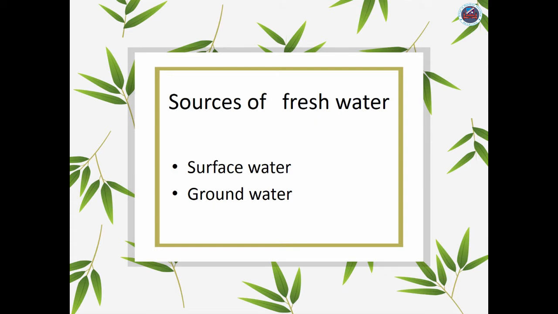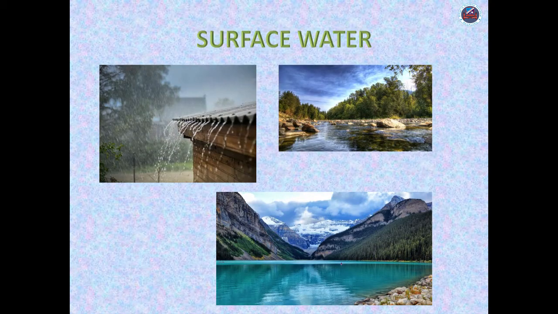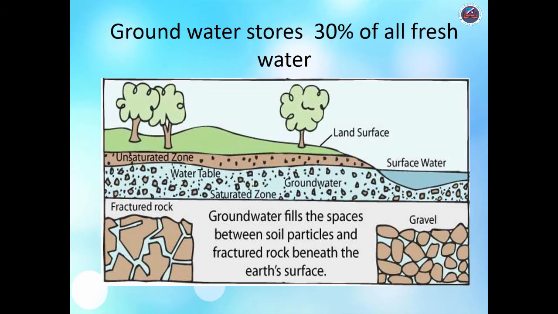Based on their sources, fresh water that we get from water bodies can be divided into two types, that is, surface water and groundwater. Rivers, ponds, lakes, and streams form sources of surface water. Groundwater is the water found underground in the cracks and spaces in soil, sands, and rocks. Groundwater helps to grow our food.